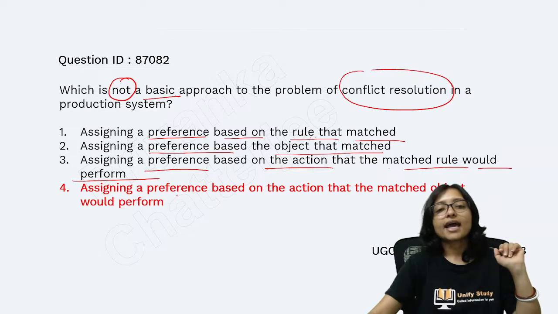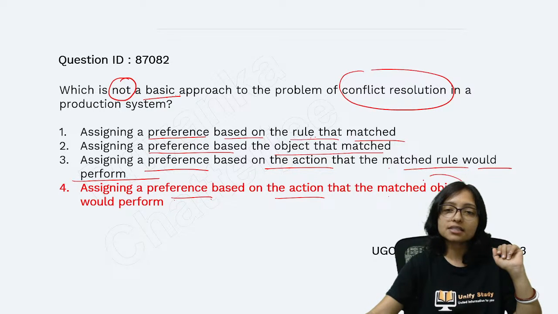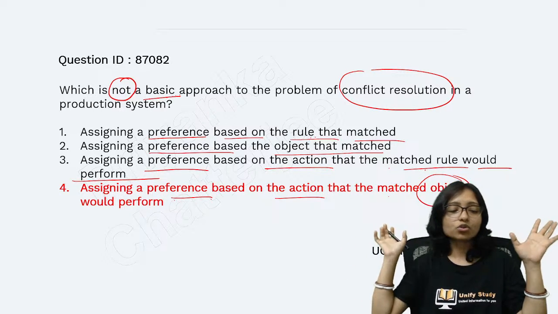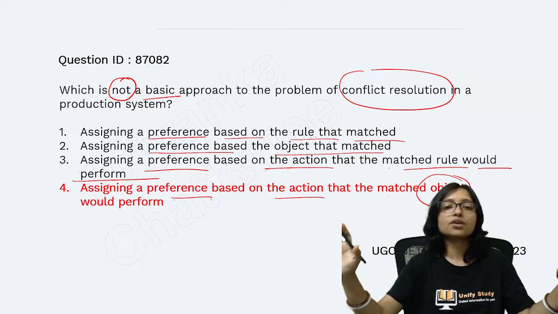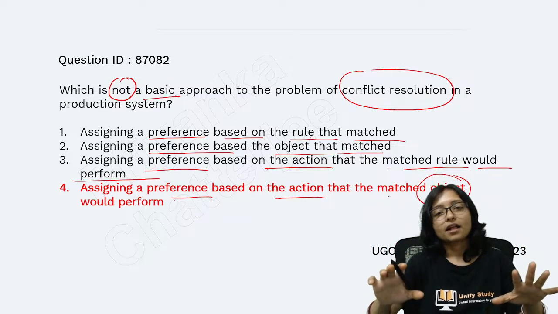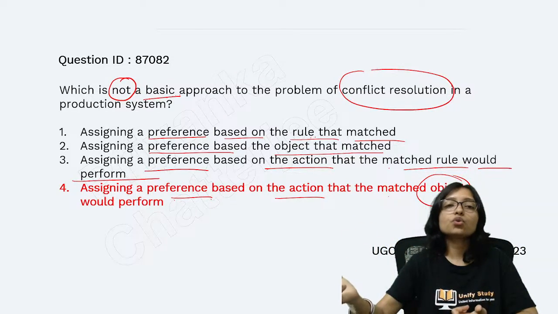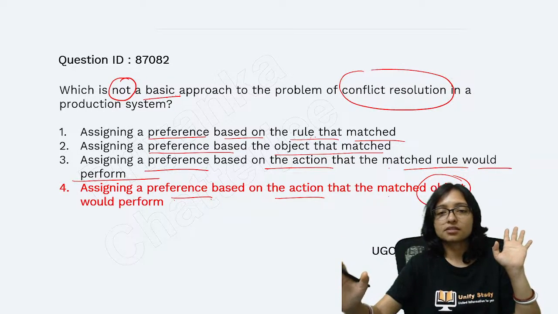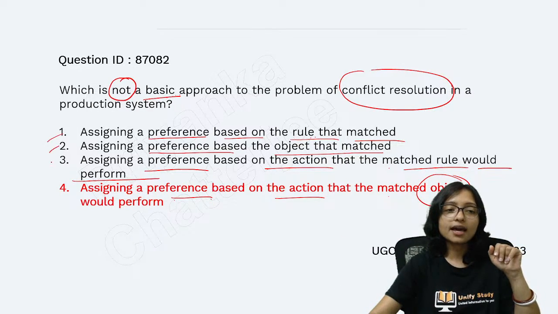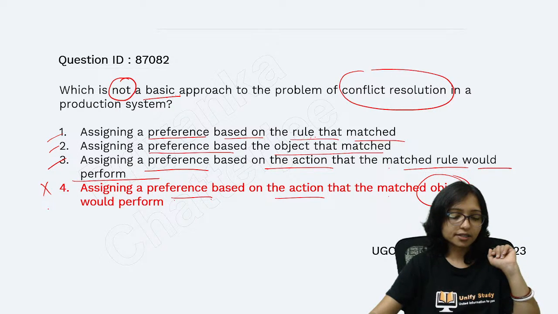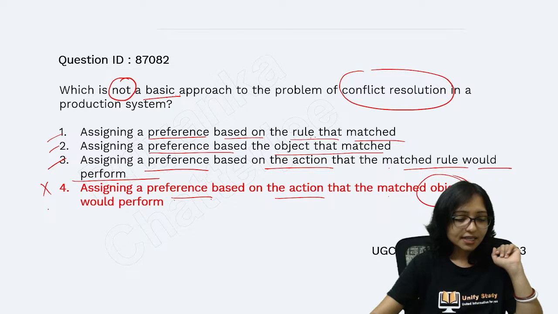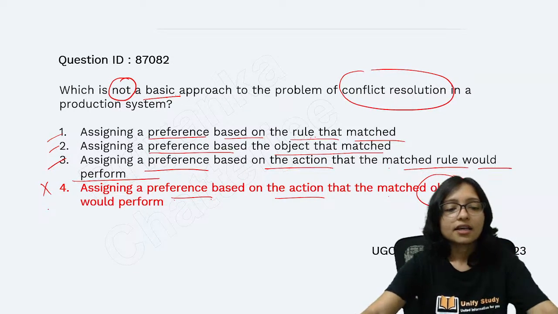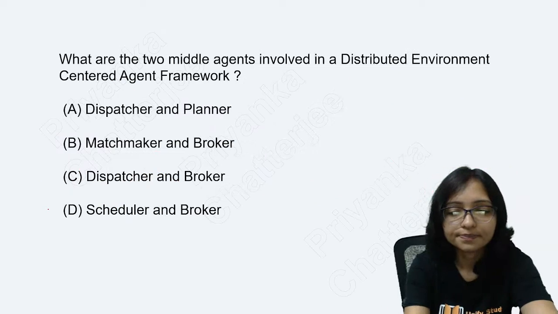But here, assign the preference based on the action that matches the object. No, because an object never matches with the action. Action can match with the rule, object will not match. Object will match with the preference. So that's why these three are correct, but this one is not correct. Okay, ठीक है?